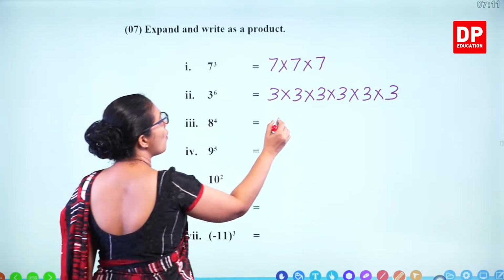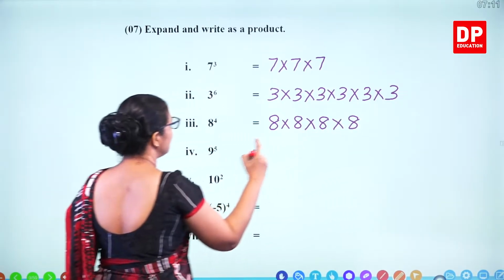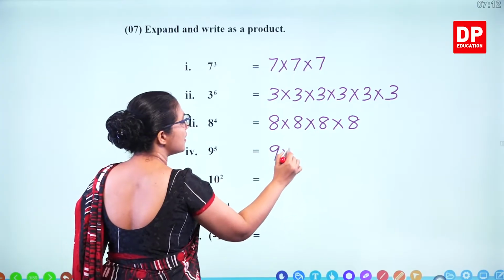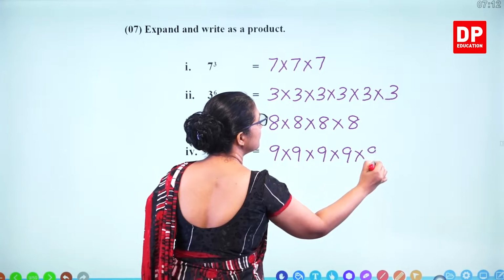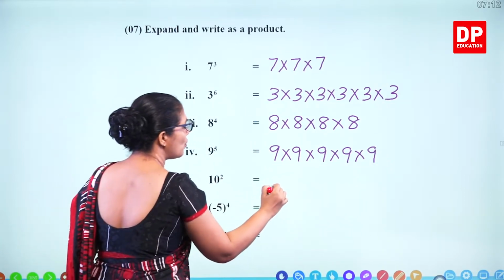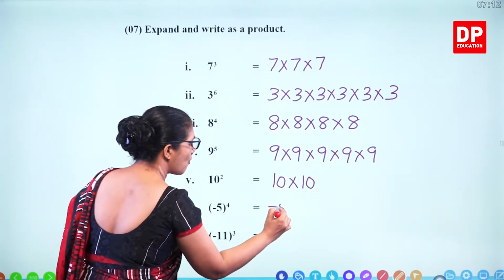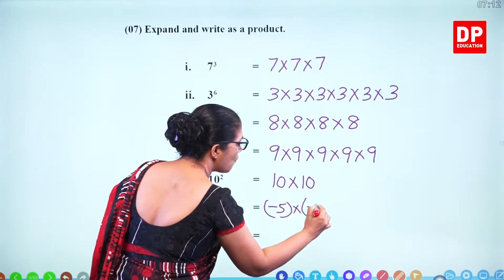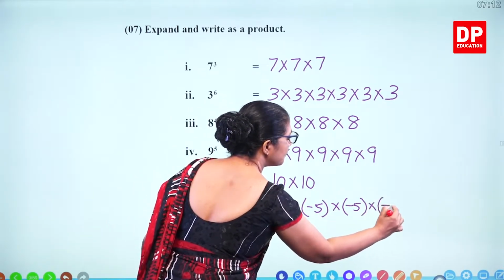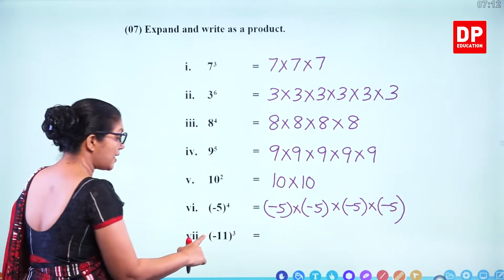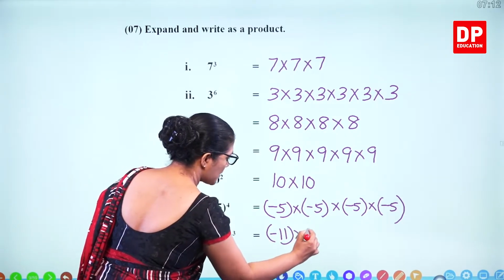8 to the power 4: 8 four times. 9 to the power 5: 9 five times. 10 to the power 2: 10 two times. Minus 5 to the power 4: minus 5 four times. Minus 11 to the power 3: minus 11 three times.